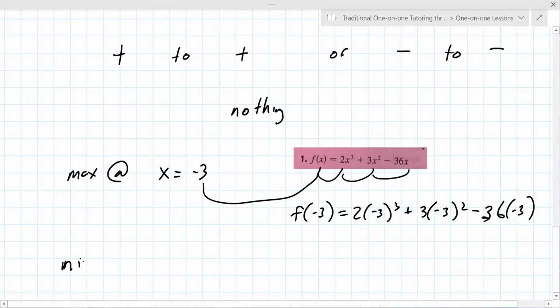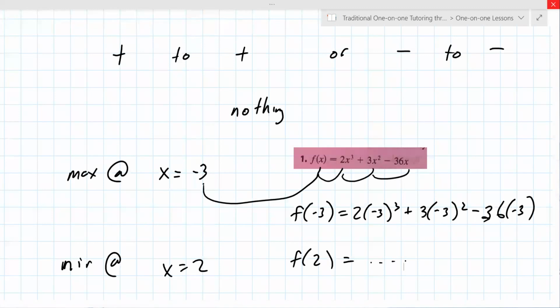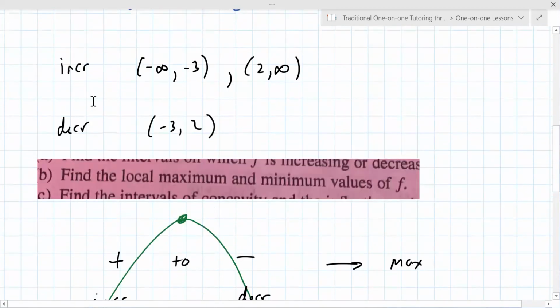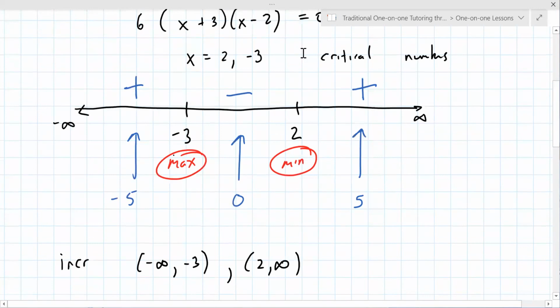So now the other one is the min at x equals 2. Same thing, you have to find f of 2 and so on. And those give you your max and minimum values. Yes, but you know ahead of time that's a max or min, not because of what it is, but because of this sign chart back here on the derivative.